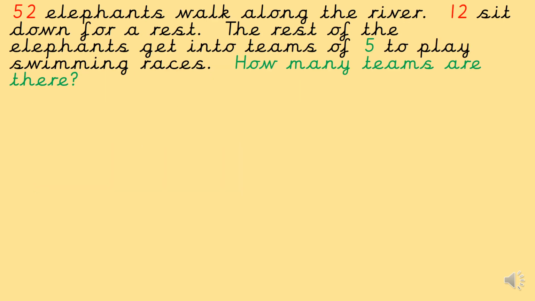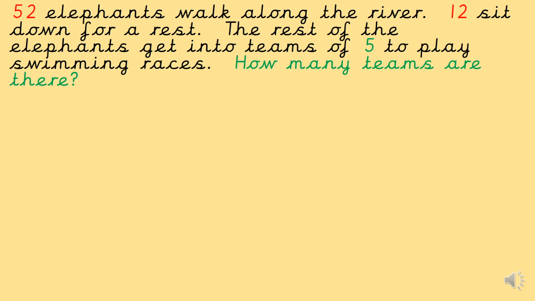So this problem has 2 parts. Let me read you the problem. 52 elephants walk along the river. 12 sit down for a rest. The rest of the elephants get into teams of 5 to play swimming races. How many teams are there?